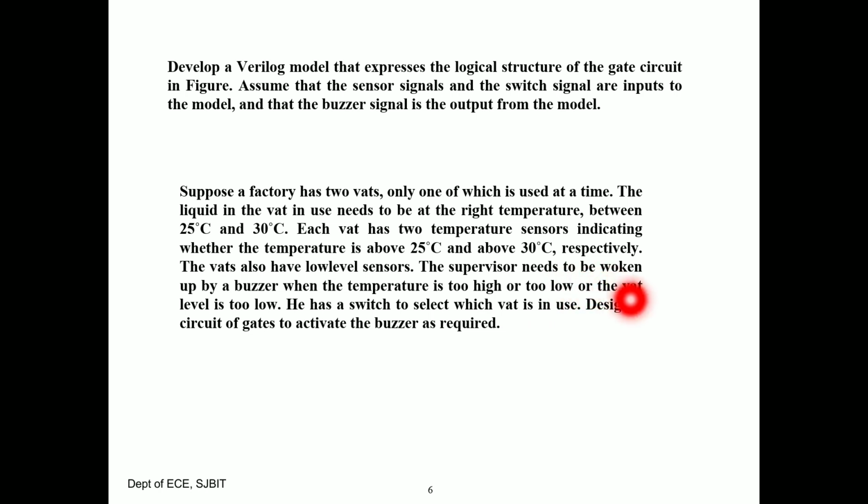So there is a supervisor, he needs to be woken up by the buzzer when 3 conditions are not obeyed. That is, when the temperature is too high, that is above 30 degree, or when the temperature is too low, that is below 25 degree, or the level of the sensor is too low. So he has to select a vat which is in use. He has the option to select whether first vat or the second vat. So for this you have to build a circuit.